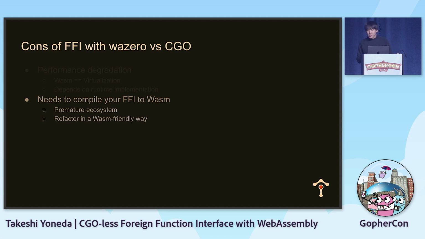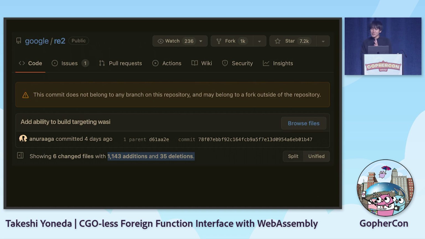And also, even when you don't encounter these glitches, maybe you still have to refactor in a WASM-friendly way. I think it's hard to explain, but this is real. So this is an example. As I said, we succeeded in running RE2 as WebAssembly, but this is a screenshot from my colleague, who was trying to compile RE2 to WebAssembly, and it turns out that he had to add thousands of lines to the library. So this is real, and you have to brace yourself. But I hope it will improve in the future.